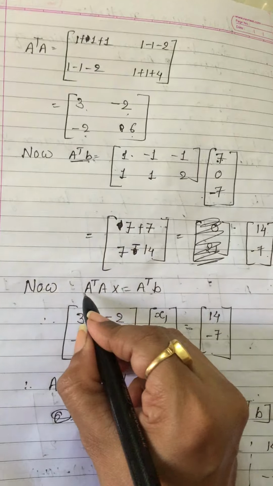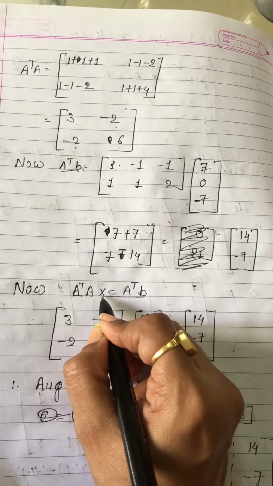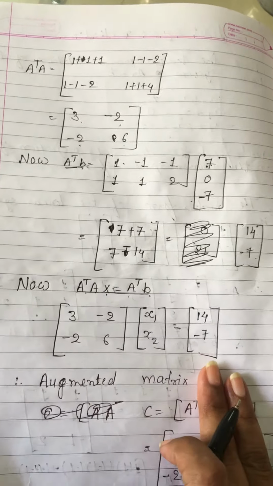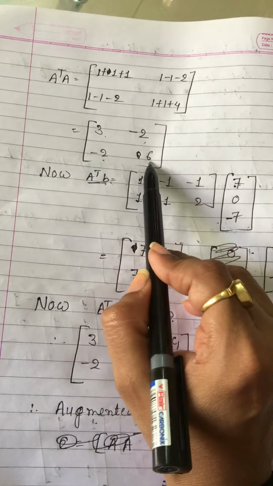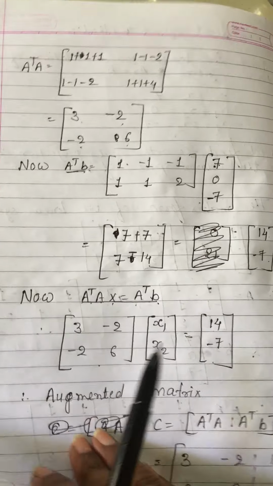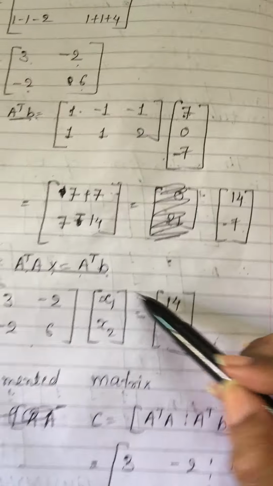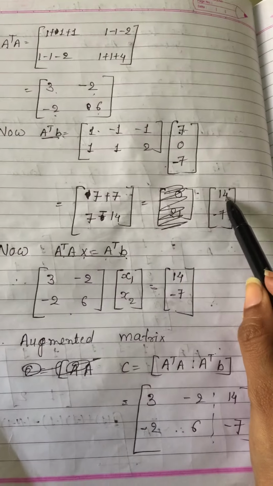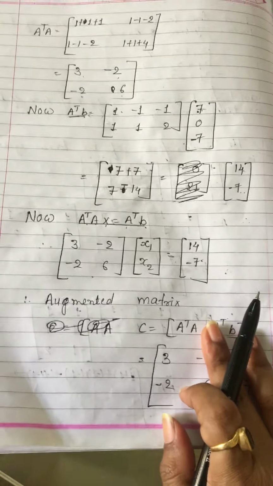Now next thing is your main equation of the least square method, that is A transpose multiplied with A multiplied with x is equal to A transpose multiplied with B. Okay, so A transpose A, we already found 3 minus 2 minus 2 6. We place here x, that is x1 and x2, and A transpose B, we have the values 14 minus 7, I place over here.